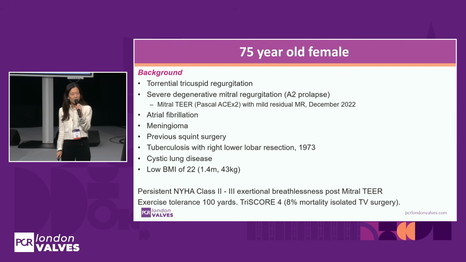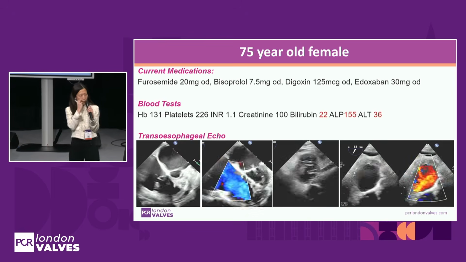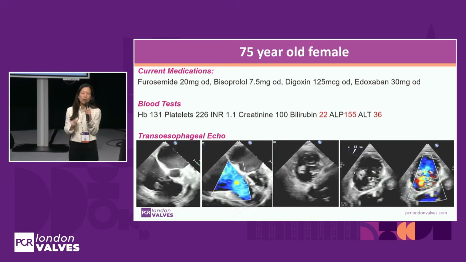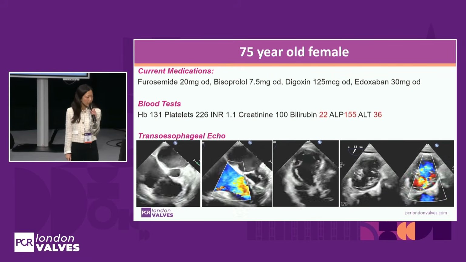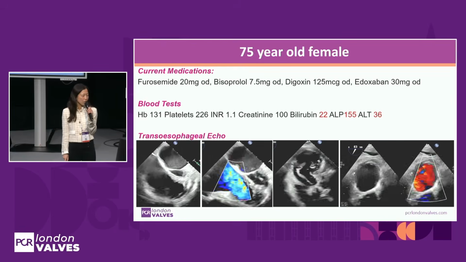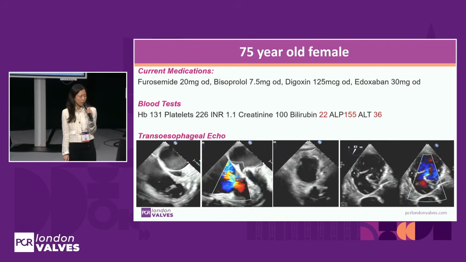She's had progressive symptoms of NYHA class 2 to 3 breathlessness following mitral TEER after an initial symptomatic improvement, and her TRI score is 4. Just to show you some of her representative images, and before that, just to mention, medically speaking, only tolerating low-dose diuretics, and biochemically has some liver dysfunction in keeping with the significant tricuspid regurgitation.